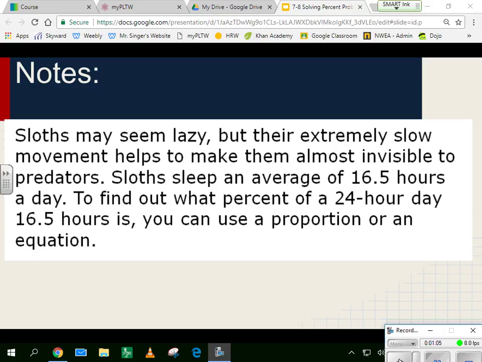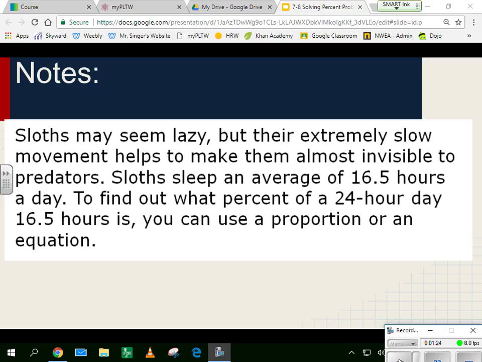All right, so sloths may seem lazy. That's why my nickname is Sloth. But their extremely slow movement actually helps them become almost invisible to their predators, so they can't be seen. Sloths are the lucky ones. They get to sleep on average 16.5 hours a day. Oh my gosh, does that sound great?